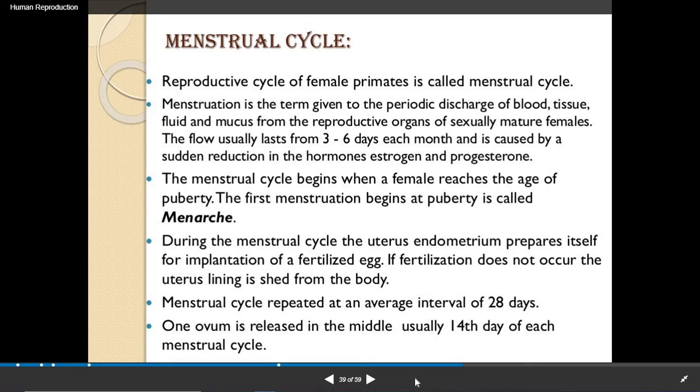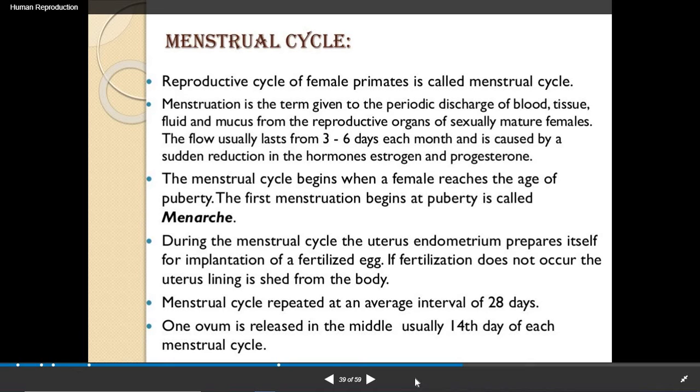Now we will see in this session about the menstrual cycle. The reproductive cycle of the female primates is called the menstrual cycle. Who is included in these female primates? Apes, human beings and monkeys are included in these primates. They have cyclic reproductive changes, and such changes in the reproductive cycle are called the menstrual cycle.